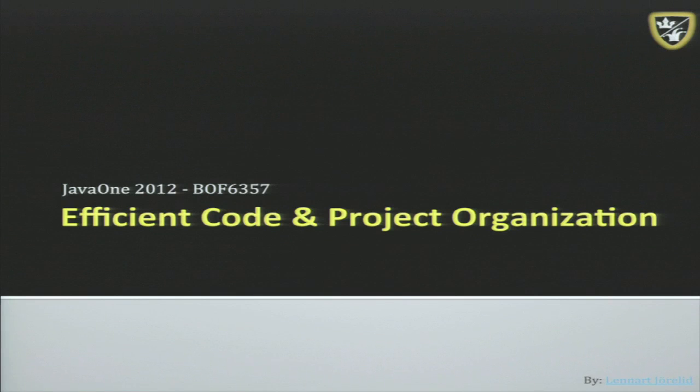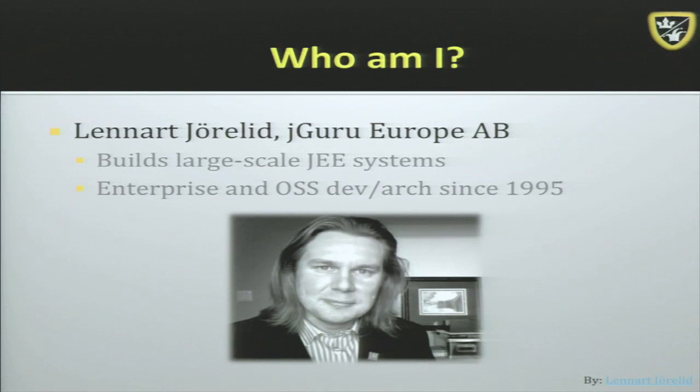Welcome to BOF 6357, which is a walkthrough of efficient code and project organization. My name is Lennart Jörelid. I am an architect and developer of J2EE systems, basically. I've worked with Java and open source since, well, roughly 95.